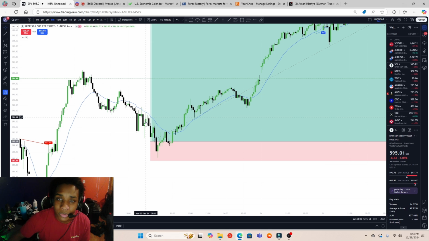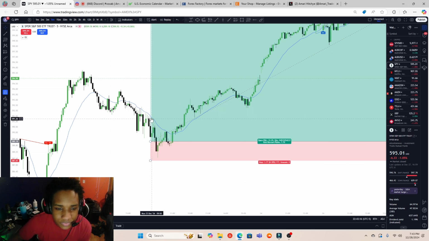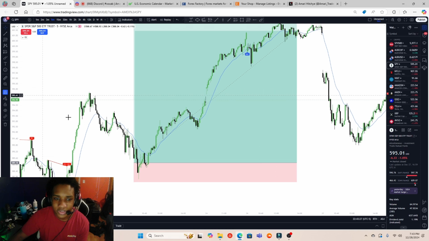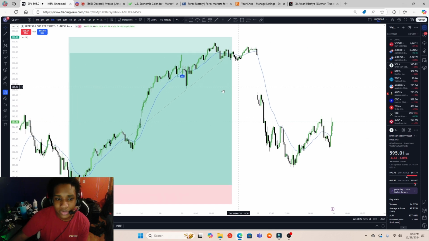And remember what we talked about in the first video, when you see all of these wicks here, that's sellers. But when you start to see these wicks here, those are buyer wicks. Look at them. Read the price action. Now, there's not a lot of volume here, so price just kind of went up here, but that's fine.